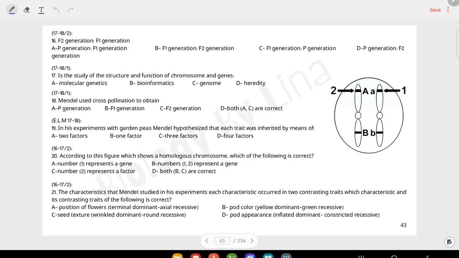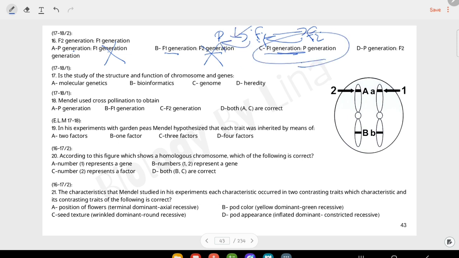Now the F2 generation and F1 generation: here the relation is like that. This is P, F1 and F2. So you should find the same relationship. Would we get the P generation from the F1 generation? No, this is incorrect. Do we get F1 from F2? No. Do we get F2 from F1? This is also incorrect here. We get F1 from the P generation. Yes, this is correct, the same pathway. So this is the correct answer.